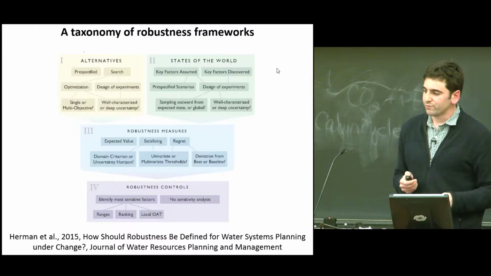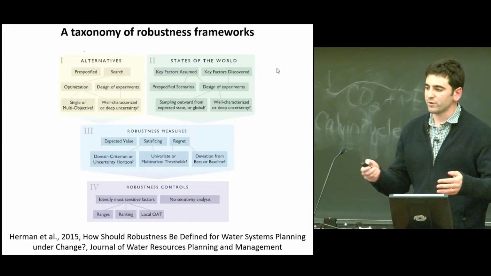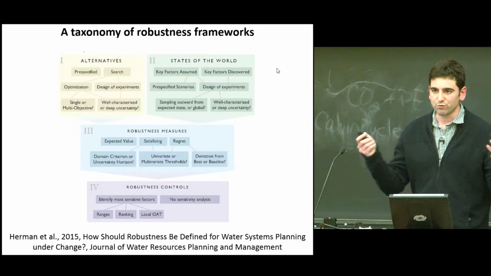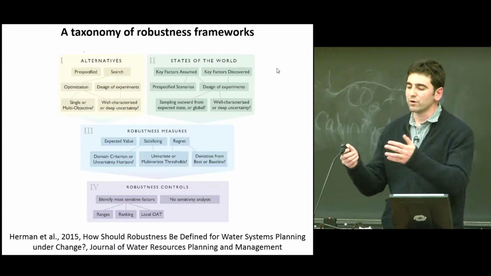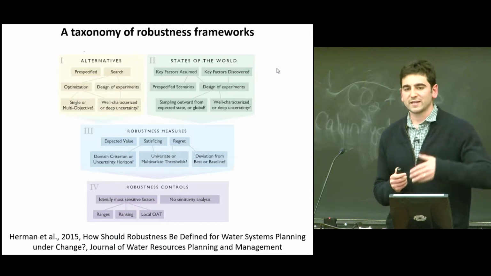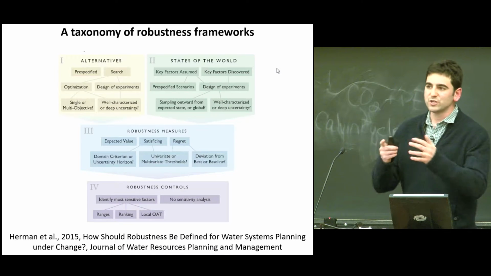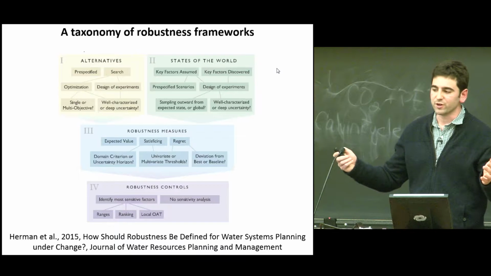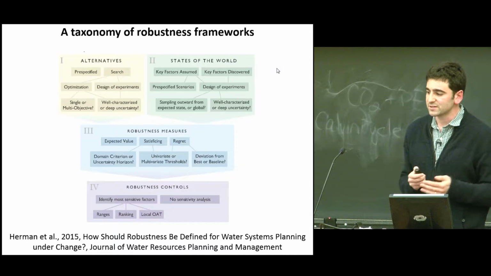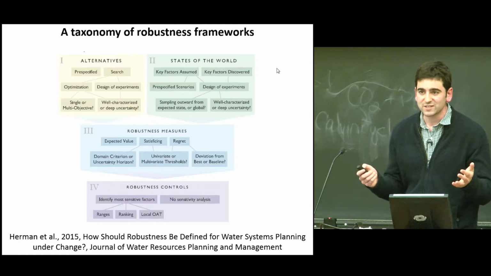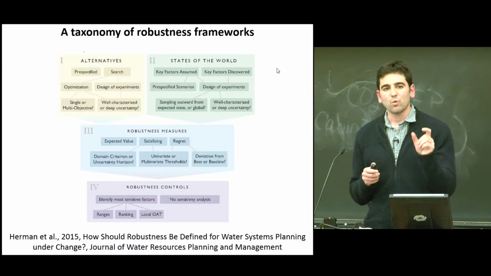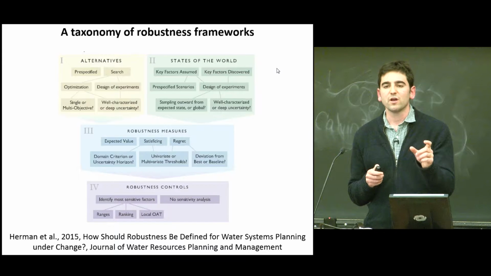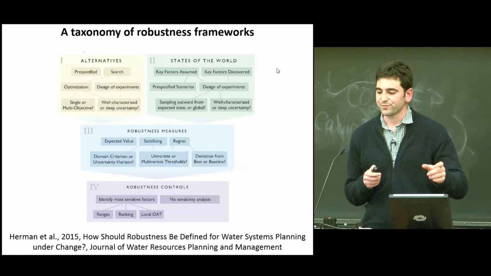And John actually went forward, and as he moved forward, he tried to build out a taxonomy of all these robustness approaches that are emerging in the literature. And he identified four main components to them. Basically, how do we identify alternatives? How do we generate this wide array of scenarios to test the sensitivity of our systems? How do we measure robustness or good enough performance? And also, how do we understand which factors really are controlling whether or not our systems are going to be robust under future uncertainties?